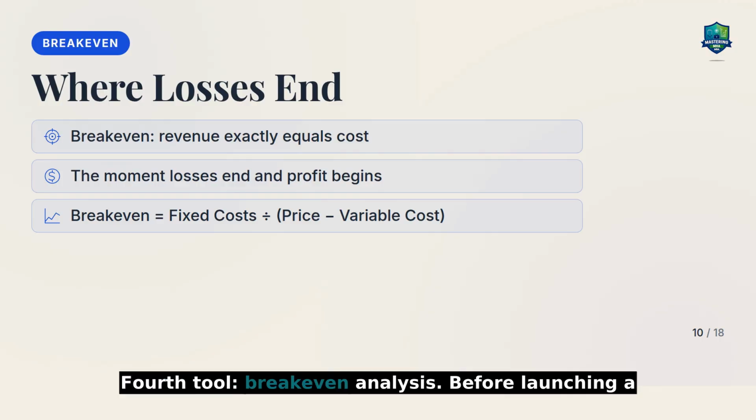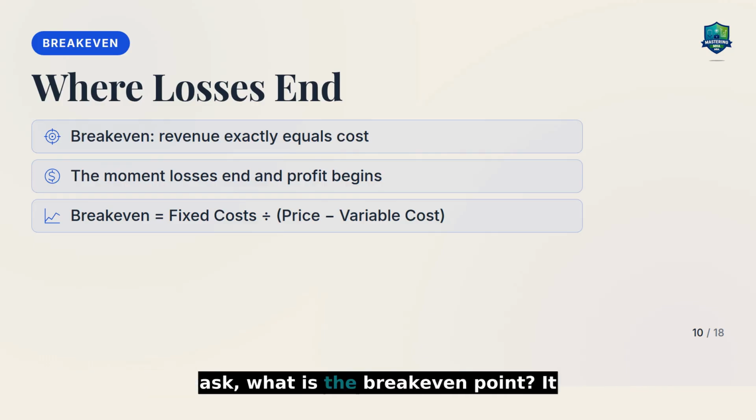Fourth tool, break-even analysis. Before launching a product, managers ask, what is the break-even point? It is where revenue exactly equals cost, the moment losses end and profit begins. The formula is worth knowing. Break-even point equals fixed costs divided by price minus the variable cost per unit.